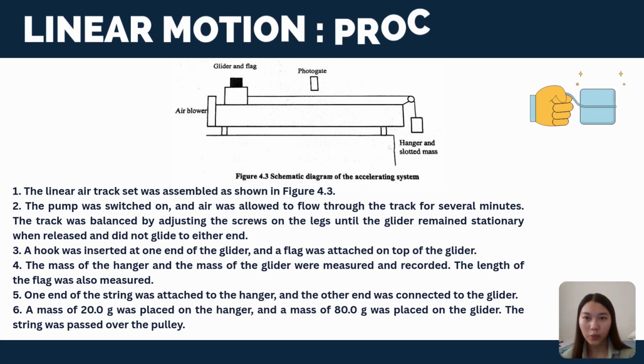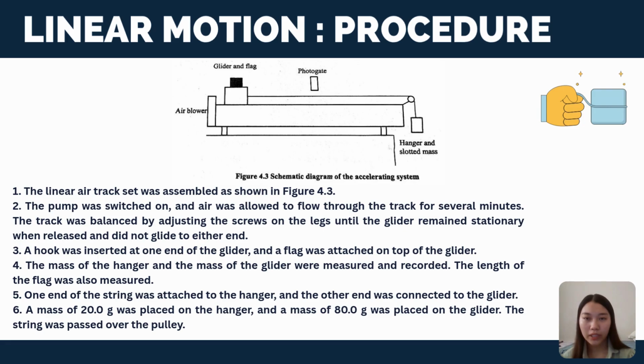Now I will continue with the procedure. We set up the linear air track as shown in the manual. After turning on the blower, we balance the track until the glider remains still when it is released. We attach a flag to the glider and connect it to a mass hanger using a string over the pulley.